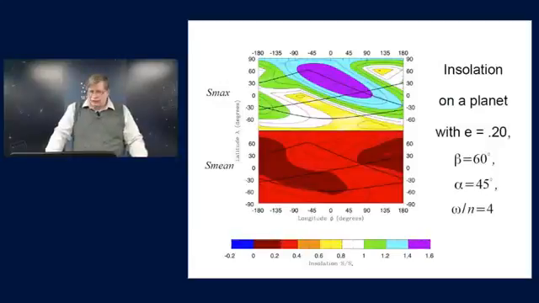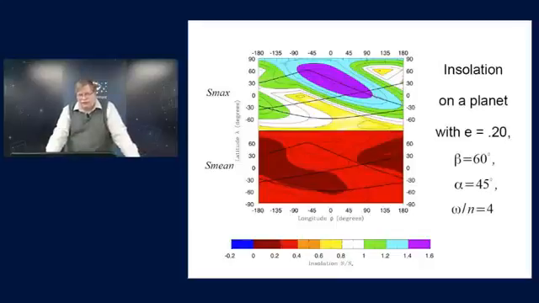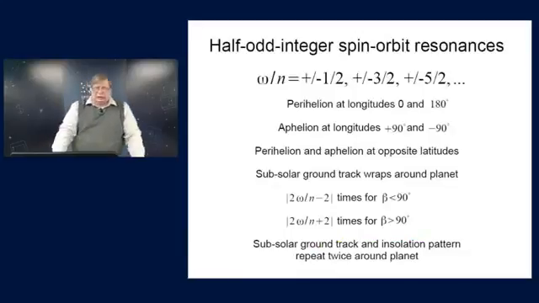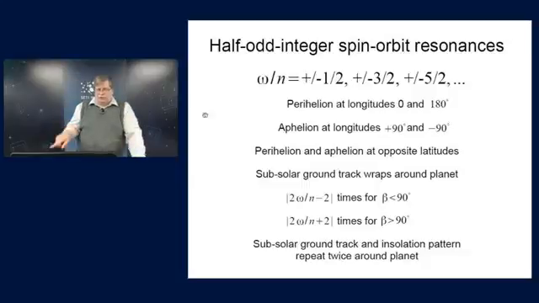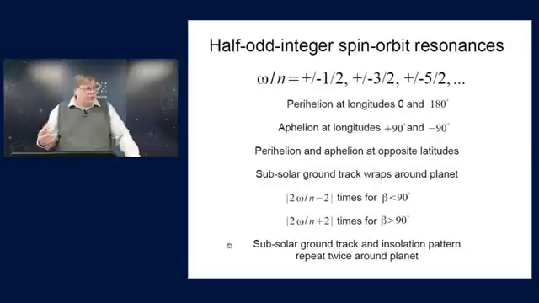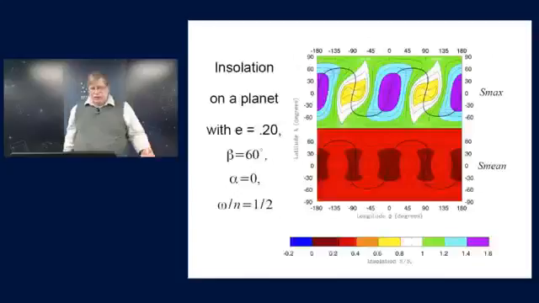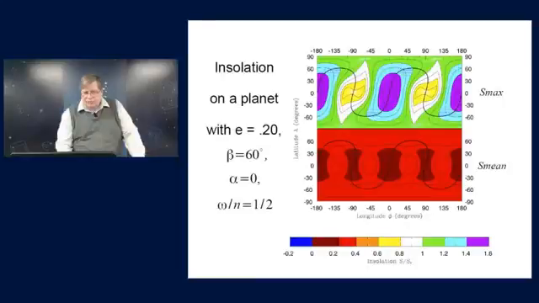But there's another class, which are called the half-odd integer spin resonances. That's a mouthful, but the reason is that now this ratio of rotation rate to orbital motion is half of an odd integer. So it's plus or minus a half, 3 halves, 5 halves, etc. And this has its own characteristics, but the important one for our purposes here is that now the subsolar ground track and the insolation pattern that goes with it repeat twice around the planet. I'll show you what I mean. Here's a case for the 1/2 resonance. So the planet is actually rotating slower than synchronous in this case, but it's a valid resonance.